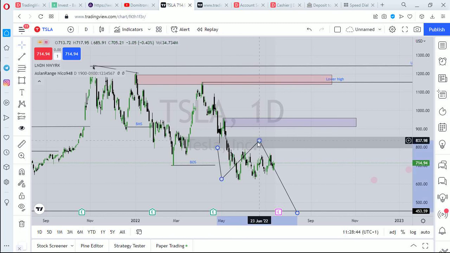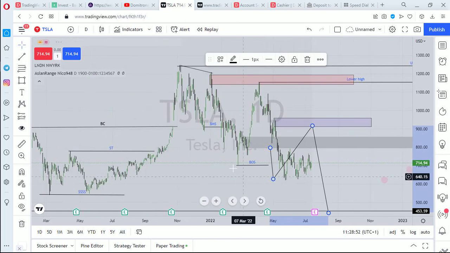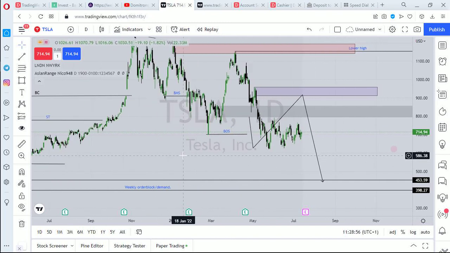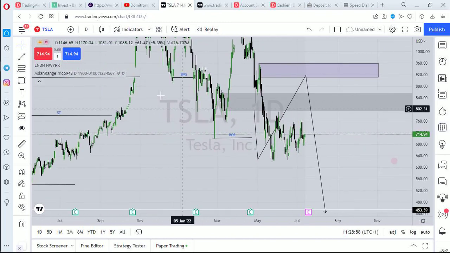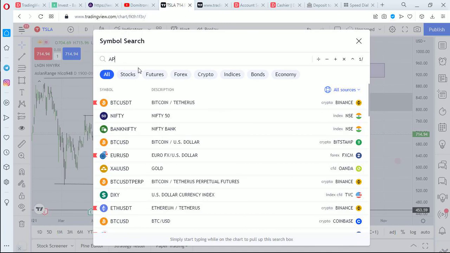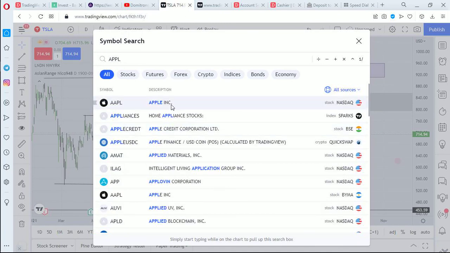What am I looking at? I'm seeing this as a breaker block, and you see it right there as a mitigation block. You see right there the mitigated area, and it's consolidating. Most likely I would like to see it trade right here and go lower. This is where I'm willing to invest if I see my confirmation entry. So to keep the video short, let's move over to the Apple stock.